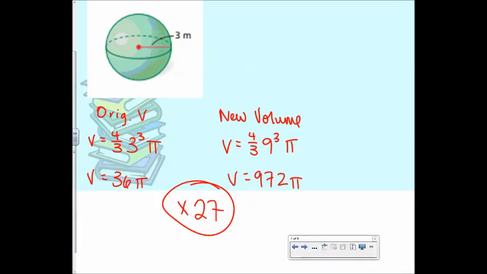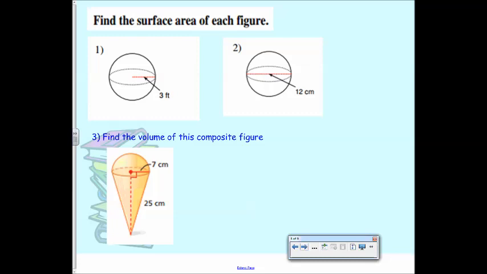For number 3, it's a composite figure. What is the composite figure here? It's a cone and a hemisphere. So you've got to find the volume of the sphere, and then do what with it? Cut it in half, and then find the volume of the cone. So maybe buddy up with a partner on that one. One of you find the cone, one of you find the sphere. Okay, go.